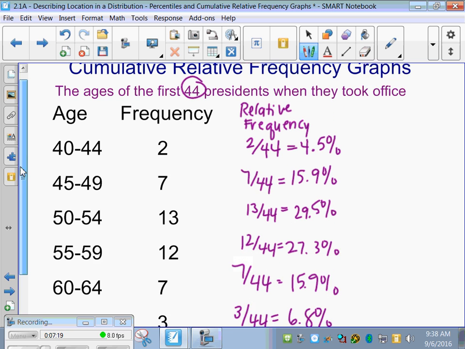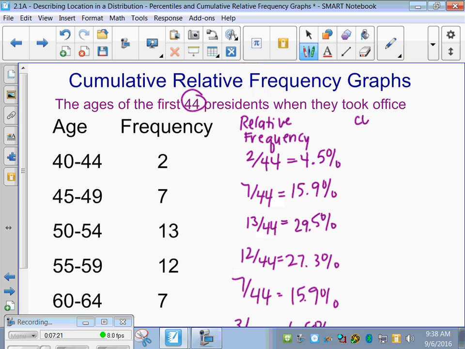Now let's do just cumulative frequency. I'm going to run out of room, so I'm going to kind of abbreviate there. Okay, cumulative frequency means we add from the previous column. This is our lowest number, so it stays the same. We have 2 presidents who are 40 to 44. But on the next one, what we do is we add them, and so we have 9 now who were basically 49 or below when they took office.